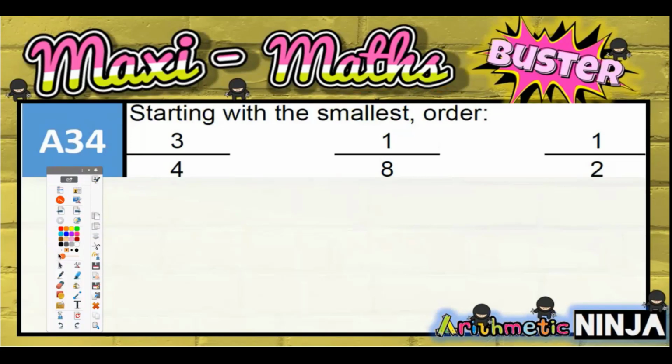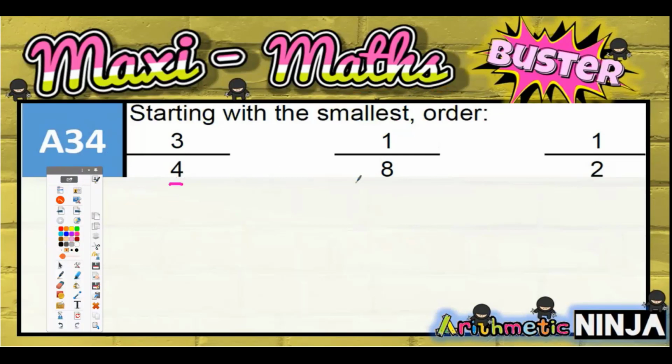Okay, question 34. Starting with a small list, we've got to order these fractions in order of size. Now, anytime you're comparing fractions or adding and subtracting fractions, we need a common denominator. They are two words that we hear all the time in Key Stage 2, common denominator.